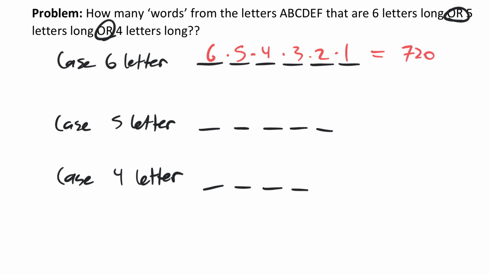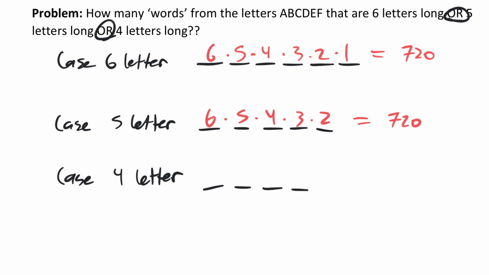For a 5-letter word, we still have 6 options for the first letter. But then we count down 6, 5, 4, 3, 2, and we end up at the 2. Because we don't use all the letters when we make a 5-letter word. We have 6 letters available to us, and one of them doesn't get used. Okay? Well, this happens to multiply to 720 again.